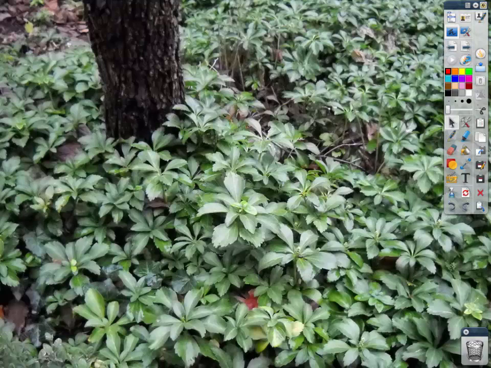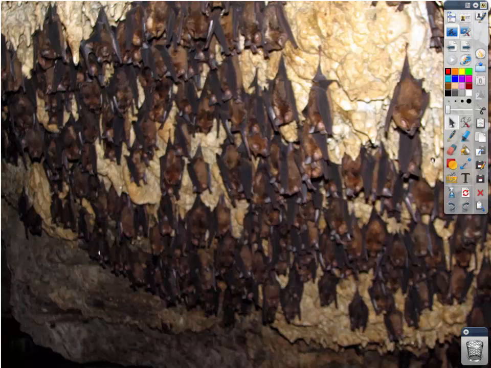Okay, because what it does is it limits the resource. It limits the sunlight getting to the ground, so nothing else grows. All right, it also has a nice little purple flower. So the Pachysandra is a ground cover. That's an example of something that limits the resources below it.